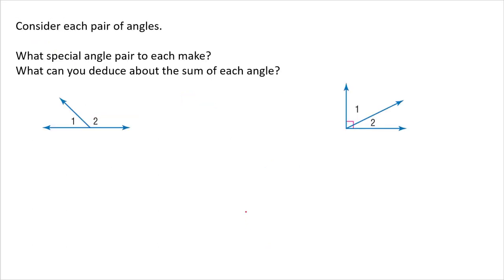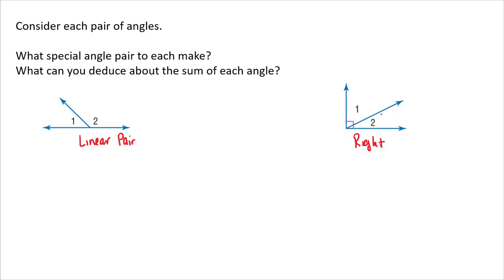Okay, so each of these angle pairs, what special angle pair do they make? Okay, so this special angle pair makes a linear pair. These make a right angle. A linear pair is 180 degrees. A right angle makes 90 degrees. Remember, our special name for two angles that add up to be 180 degrees is supplementary. Complementary is if they add up to 90 degrees.